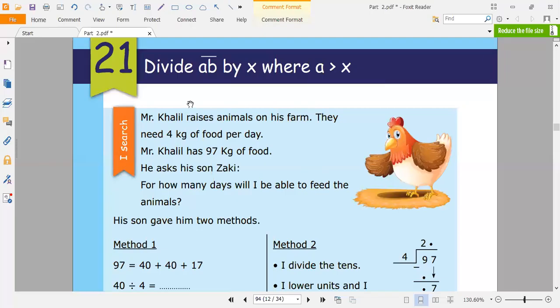Hello, in this video we'll talk about chapter 21, divide AB by X. It means how to divide a number of two digits by one digit.